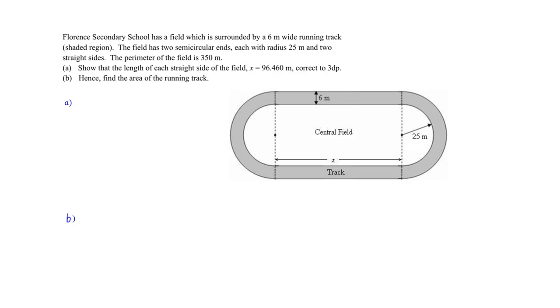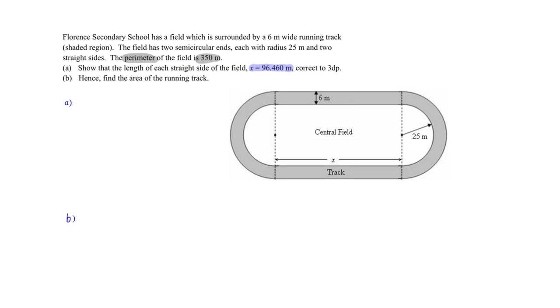They give me the perimeter. Show that the length of the straight side x is equal to 96.460 meters when corrected to 3 decimal places.